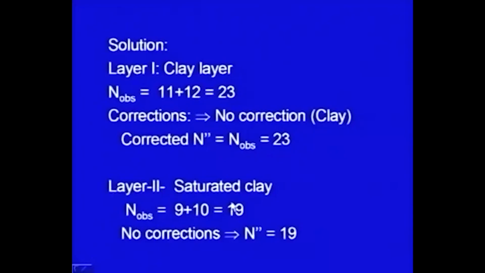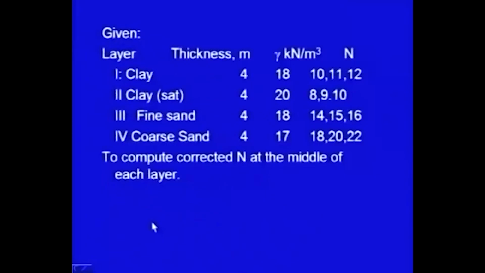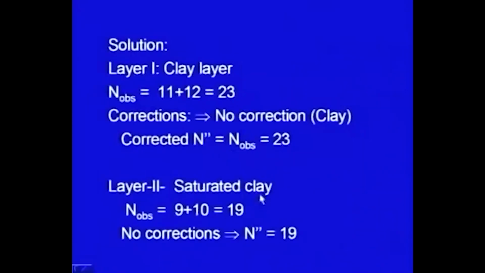The second layer is a saturated clay. Again, here the values of the blows were 8, 9, 10. We have to discard the first. So, for 30 centimeter penetration, the N observed will be 9 plus 10, and that comes out to be 19, and we take this 19 as the corrected value.